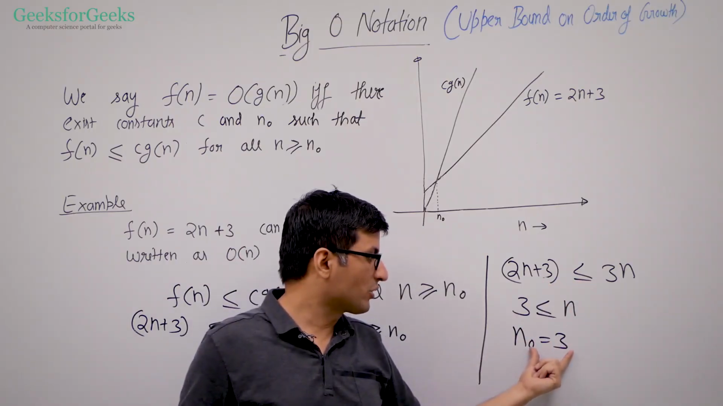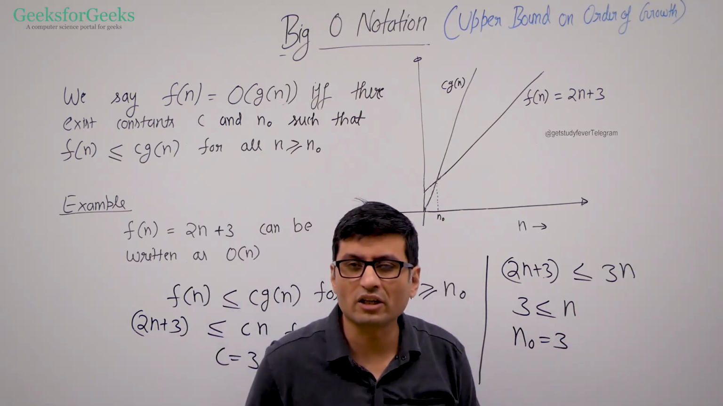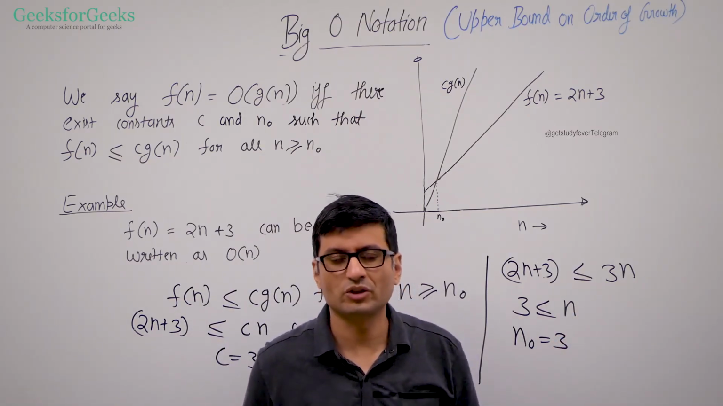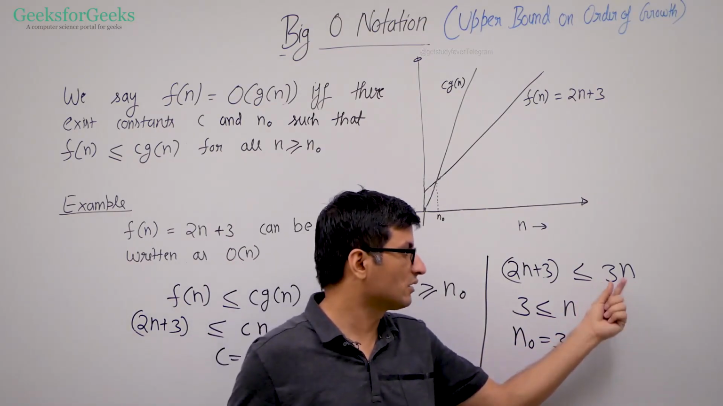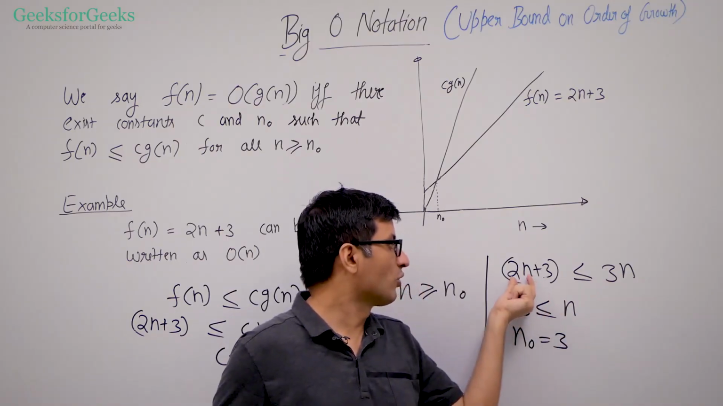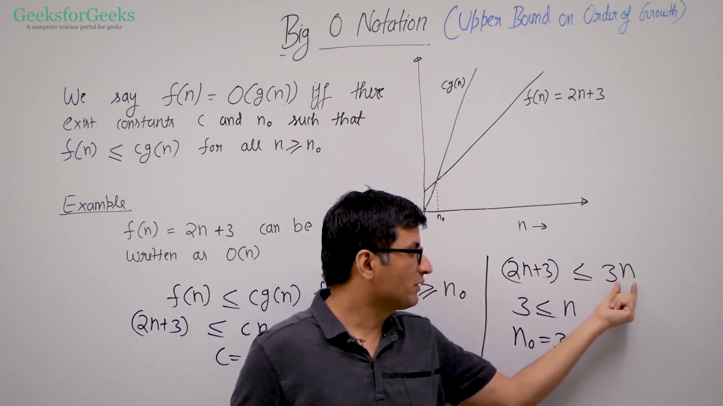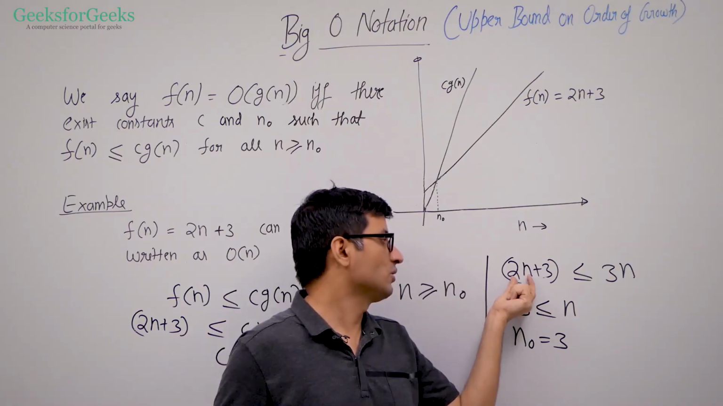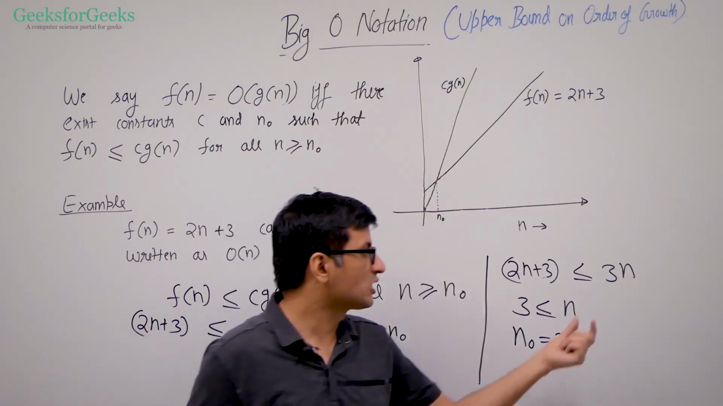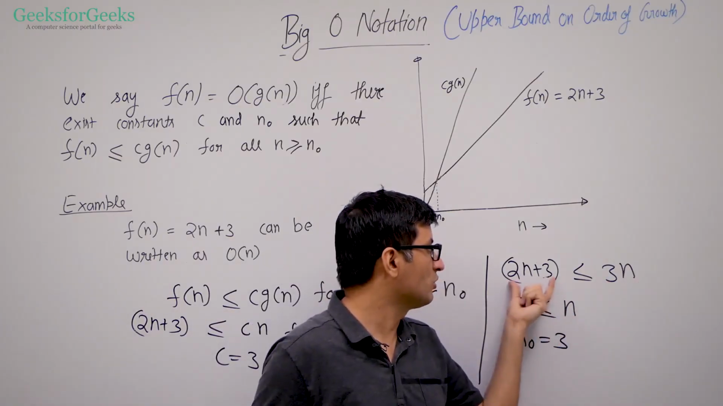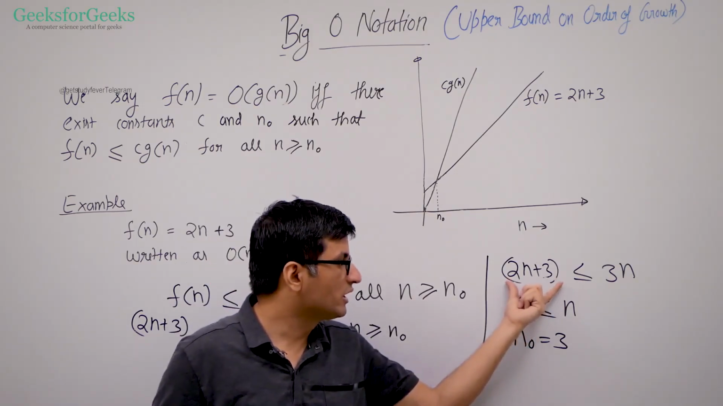After n naught equal to 3, for all values of n, 3n is going to be greater than or equal to 2n plus 3. You can try putting some values. If you put n equal to 4, you will see that this is greater. 3 into 4 is 12, 4 into 2 is 8, 8 plus 3 is 11. 5 into 3, 15, 5 into 2, 10 plus 3, 13. So when n is greater than or equal to 3, this value is always greater than or equal to 2n plus 3. So we found an upper bound on the given expression.